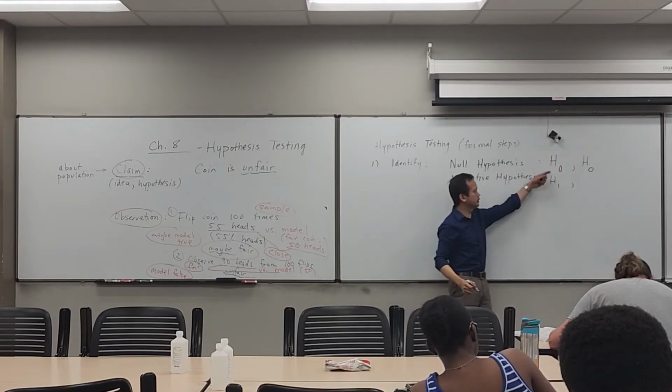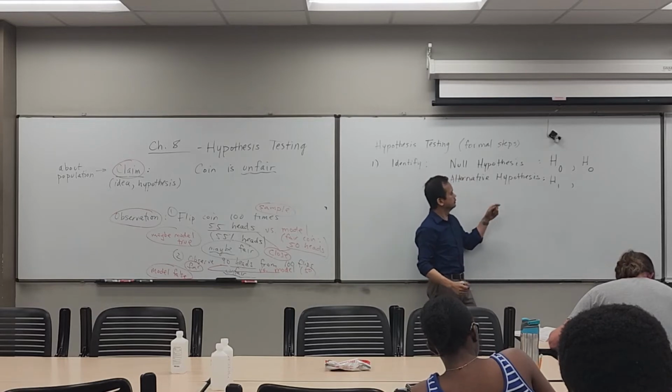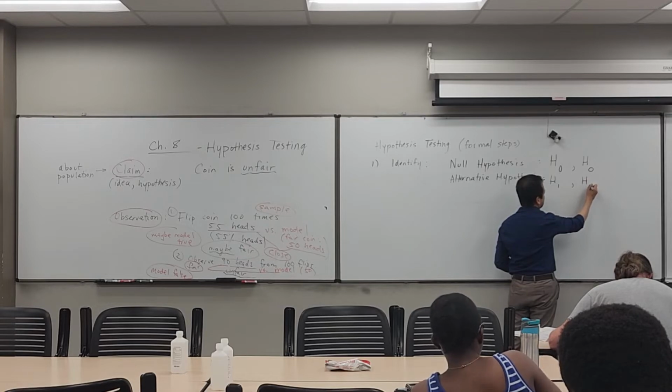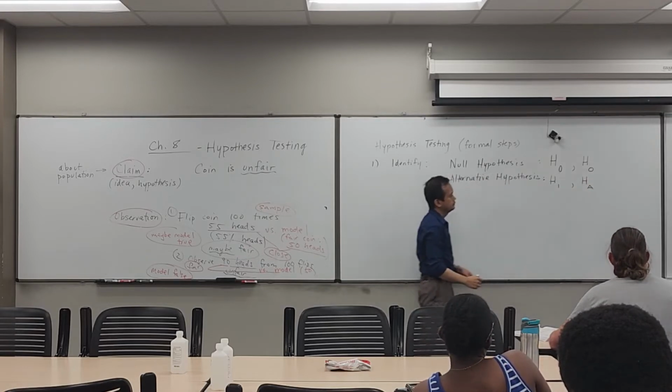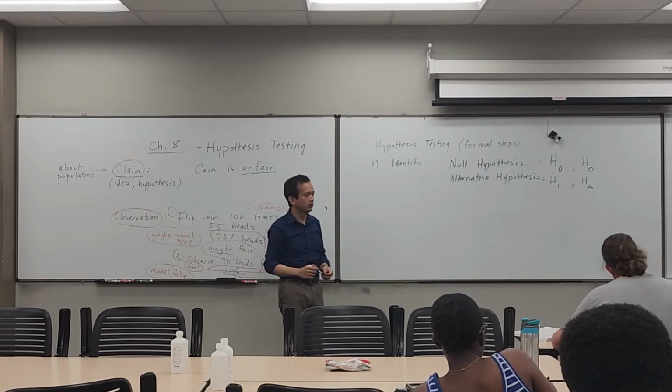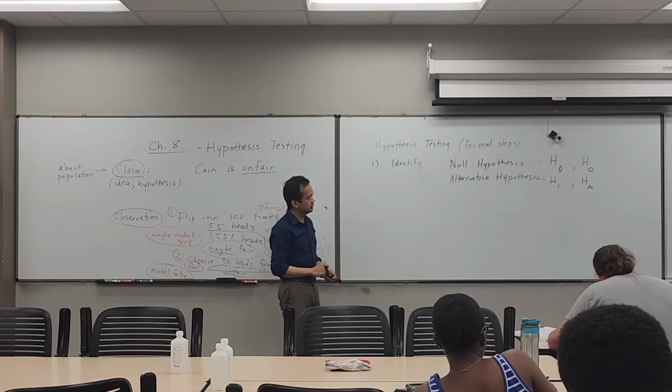So the alternative hypothesis is abbreviated as capital H with a right subscript of 1. So 1 as opposed to 0. And then also, the alternative hypothesis could be capital H with a right subscript of A. So either H1 or HA. And the null hypothesis is H0 or HO.